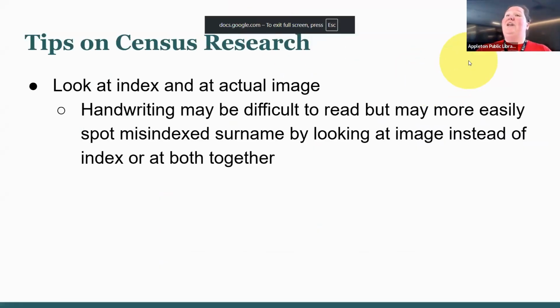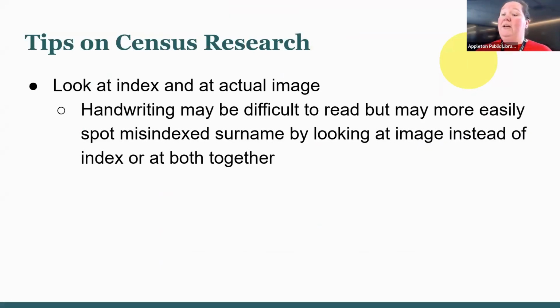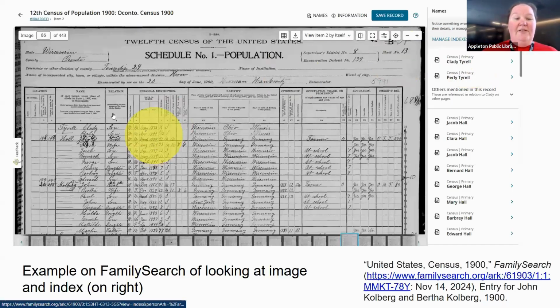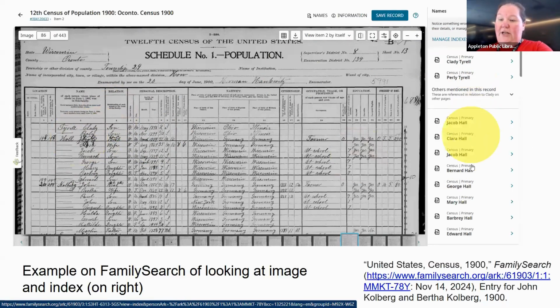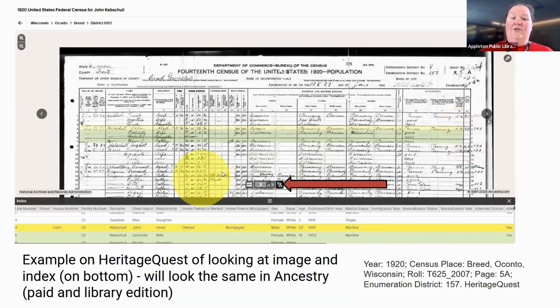You also want to look at your index and the actual image at the same time, because that handwriting might be really difficult to read, but maybe you're going to spot that misindexed name by looking at the image instead, or looking at both together, because maybe it's easier to read on the index for you, maybe it's not. So for example, here in FamilySearch, I can look at it over here, or I can look at it over here and read it. So I can see both spots, like, is that really Hall or is it not? And see what the names are. In Heritage Quest or in Ancestry, you can have the image up at the top and then the index down here at the bottom.